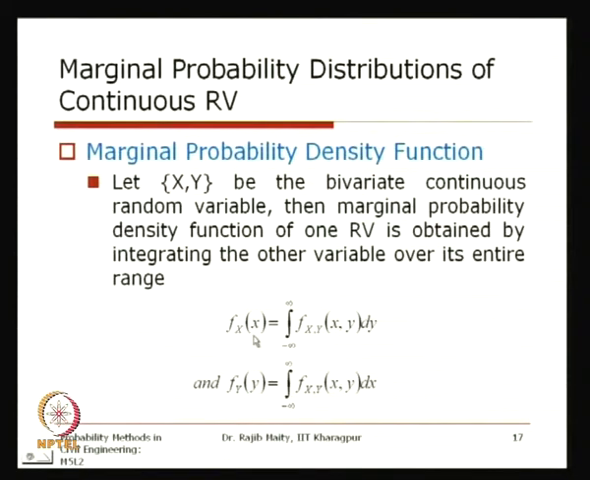So once we want to know the marginal distribution of x, we should integrate it for the other random variable which is y, and this is for the entire range of y. If we do this, what we get is the marginal distribution of x. Similarly, we will get the marginal distribution of y if we do the integration with respect to x over its entire range.